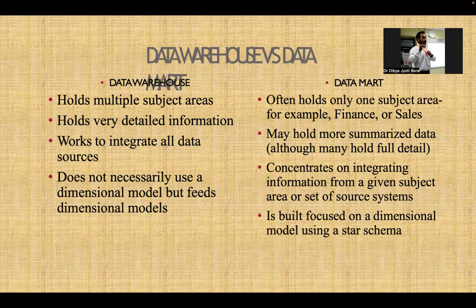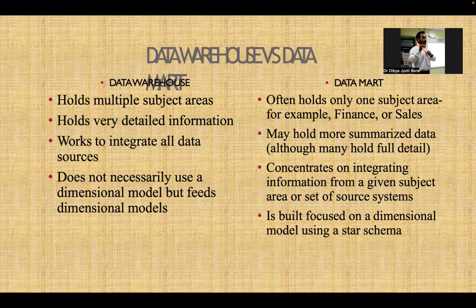Then a data warehouse works to integrate all data sources. Obviously, if we go through the properties of the data warehouse, you have found already that we keep the data from different sources, from various sources. So we have to integrate those data sources. But in the case of a data mart, it concentrates on integrating information from a given subject area or a set of source systems. We don't want to integrate different sources, but here we want to integrate information from a given subject area.